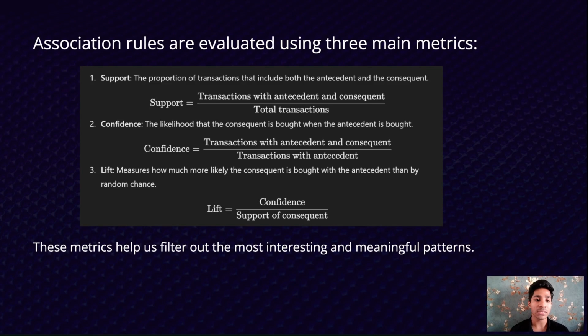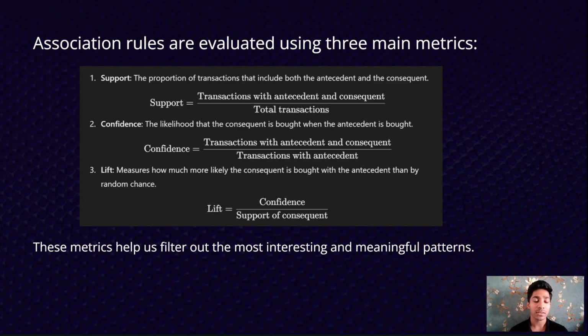First is support. Support is the proportion of transactions that include both the antecedent and the consequent. The formula of support is transactions with antecedent and consequent divided by total transactions. Second we have confidence. Confidence means the likelihood that a consequent is bought when the antecedent is bought. The formula for confidence is transactions with antecedent and consequent divided by transactions with antecedent.